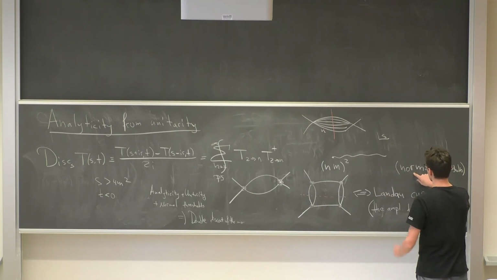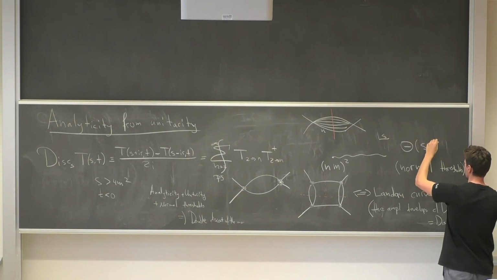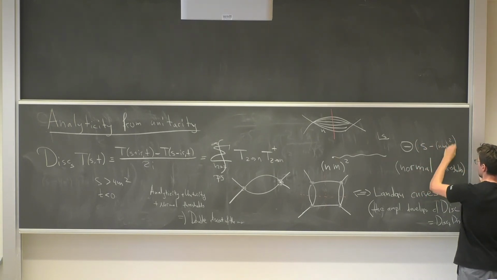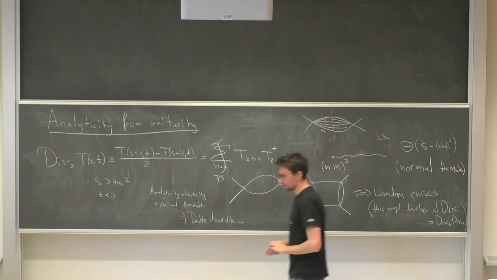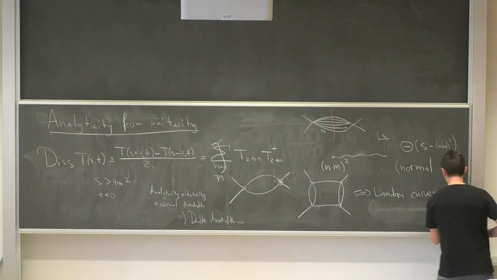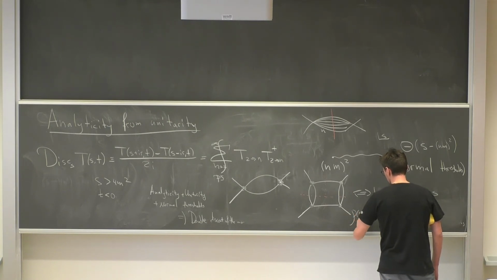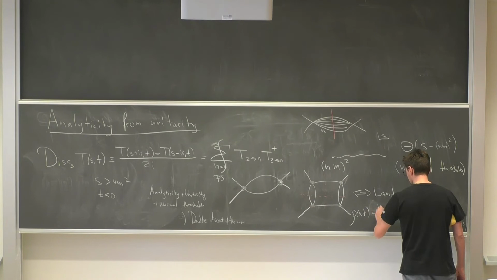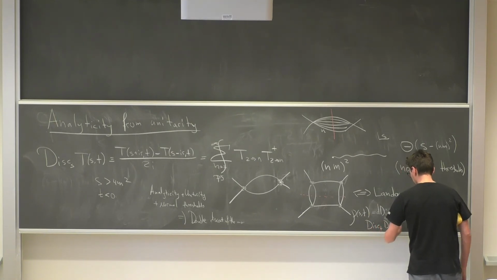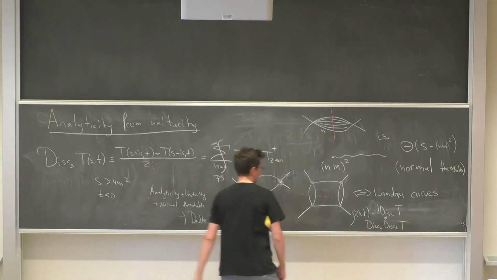Normal thresholds is the statement that this discontinuity starts at s larger than, say, 4n squared. And Landau curves are the curves along which the double discontinuity of the amplitude is supported. This is usually called rho. This was introduced by Mandelstam. So the double discontinuity of the amplitude is equal to the discontinuity in T and the discontinuity in S. So it's the same as what's written here. Just do it twice, once in S, once in T.